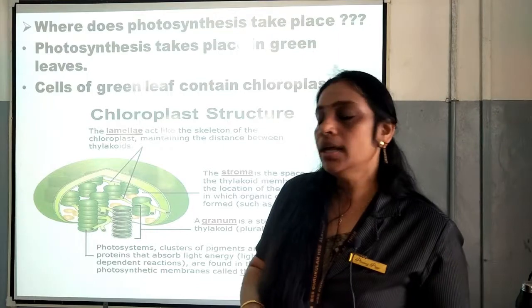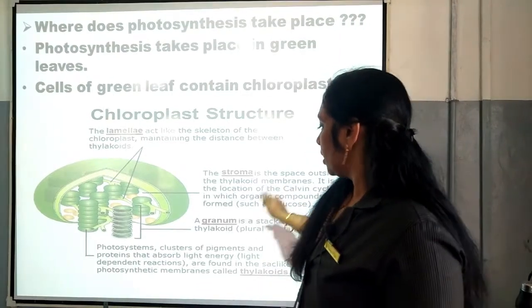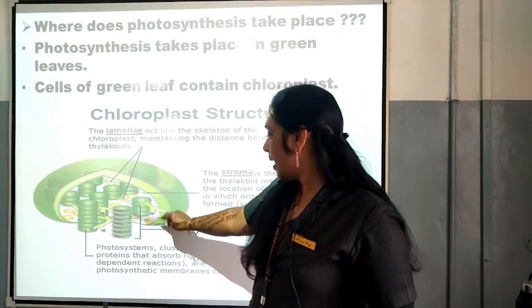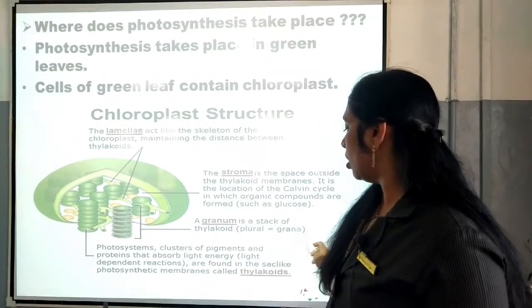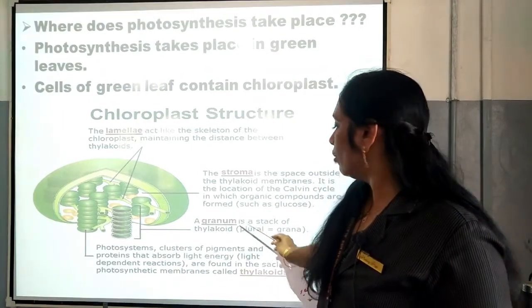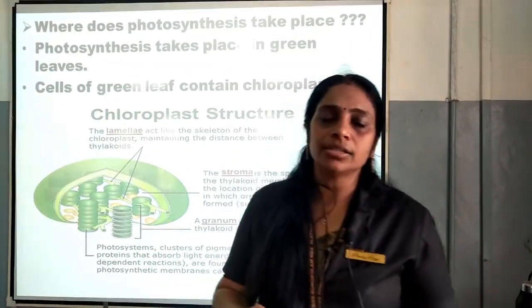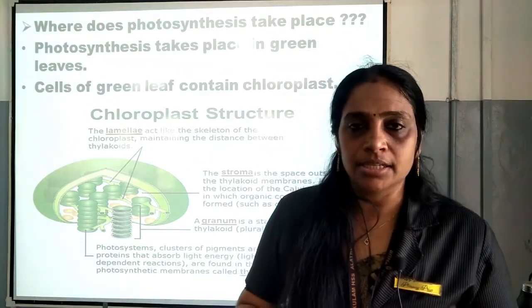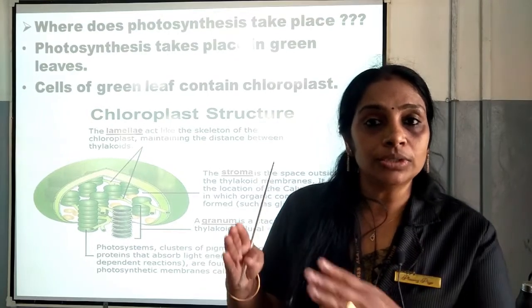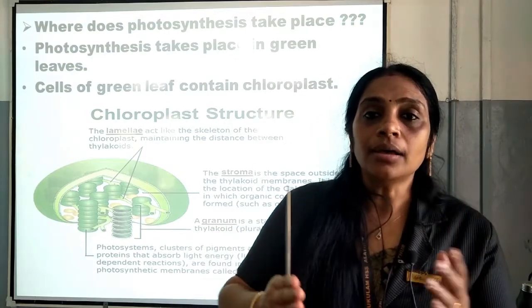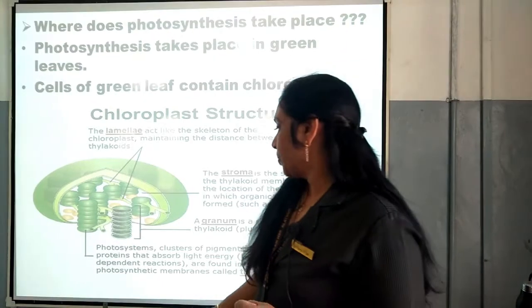outside the thylakoid membrane. Now granum, you can see this is a granum and it is a stack of thylakoids, and the plural of granum is grana. In the grana we know that the light reaction is taking place. The stroma is for the dark reaction, the grana is for the light reaction.